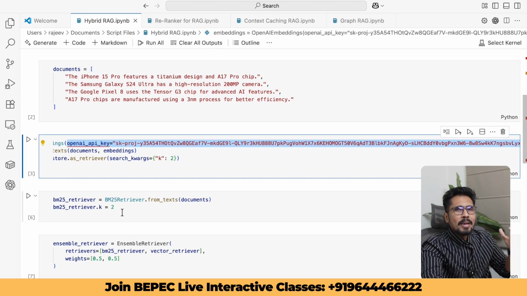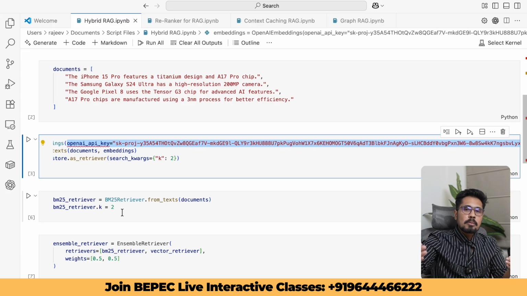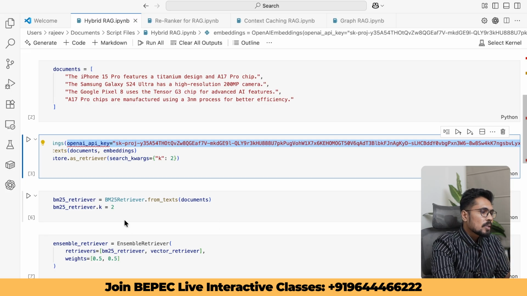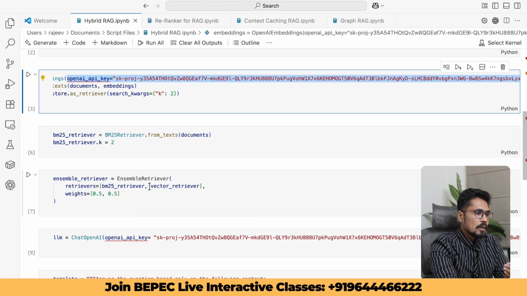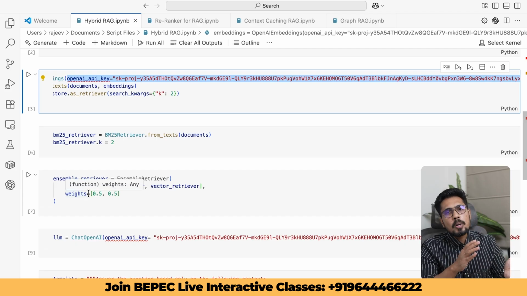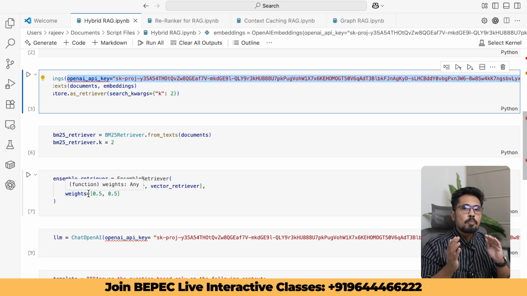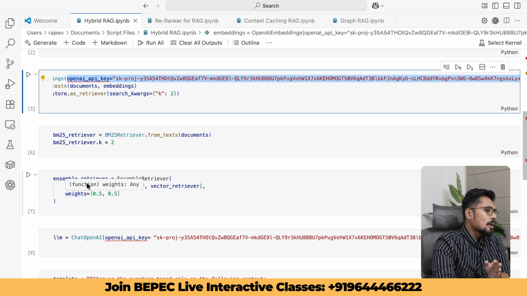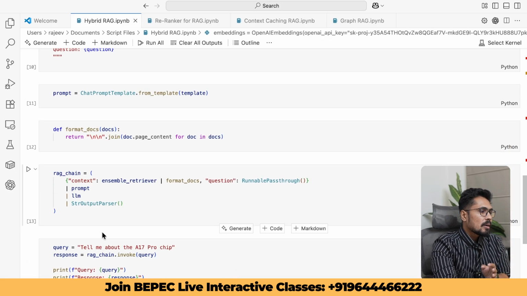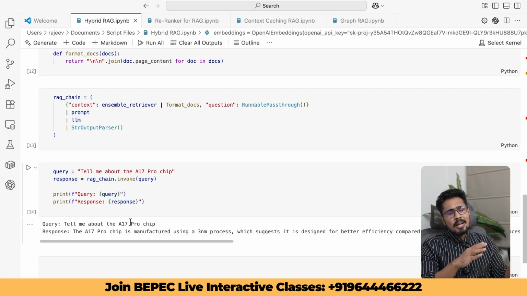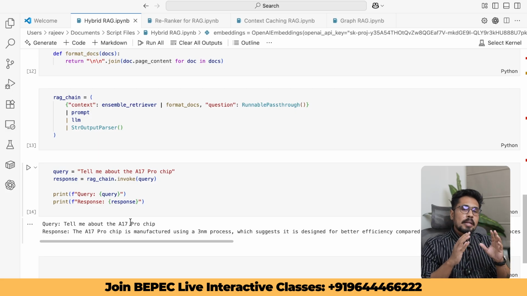Now, how exactly are you balancing this word-based retriever plus a semantic-based retriever? It is with the help of an ensemble retriever. We take an ensemble retriever where we are connecting both the word-based retriever and a vector-based, or semantic-based, retriever, and we are allocating equal weight. We are giving equal weights to both sets of documents which we collected, and based on that, it provides us a response. That's what we are basically doing in a hybrid RAG.